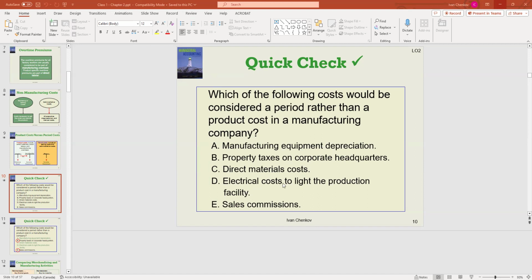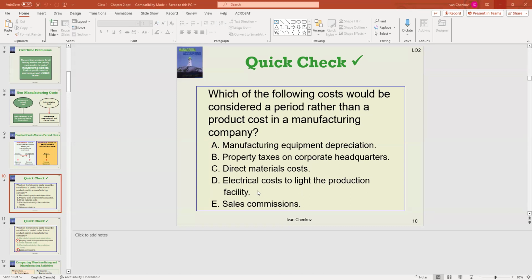How about the electrical cost for the lighting of the production facility? It's a product cost, but what kind of product cost is it? Is it direct material, direct labor, or manufacturing overhead? Manufacturing overhead. Yes, that's correct. How about the sales commissions for the salespeople? What kind of cost will that be? That's period cost. Yes, absolutely correct. So, what is the period cost? Property taxes at the headquarters and salesperson commissions.